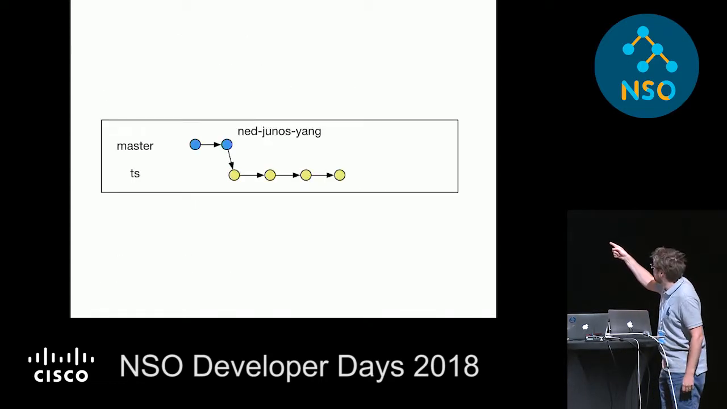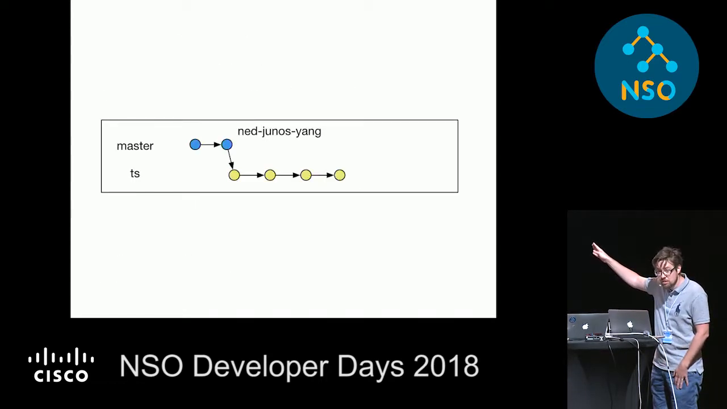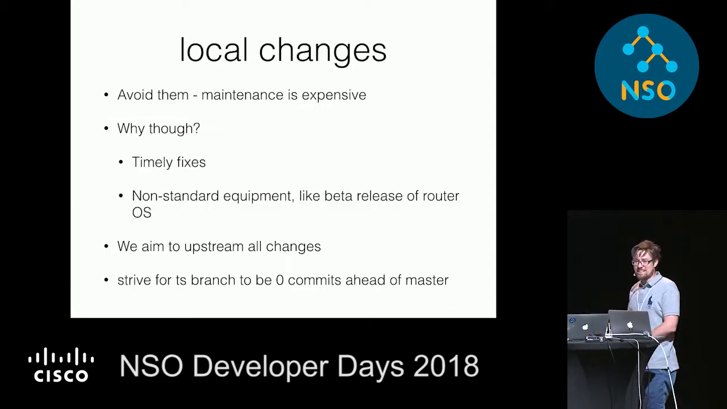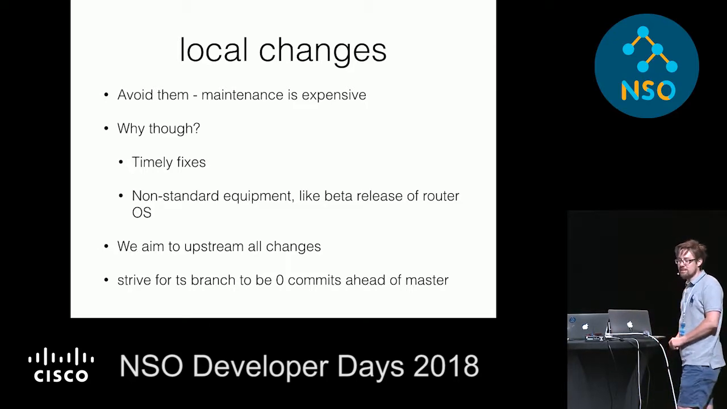As we saw, the TS branch here is based on master, but it can diverge by having more commits. That means local changes. So we have local changes to the NEDs, right? Local changes, you think, is that a good idea? No, it is not.